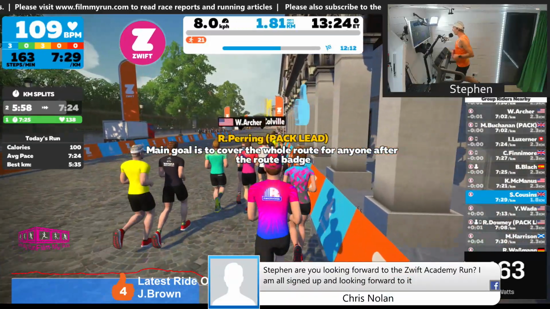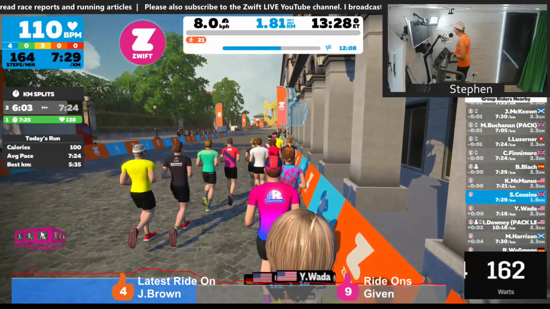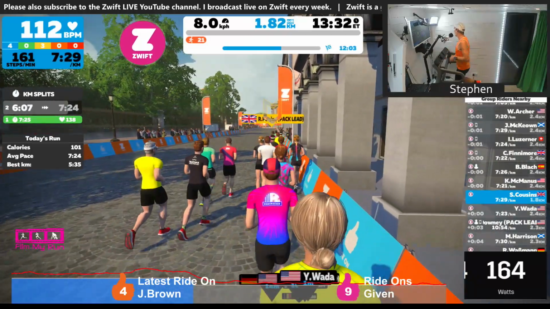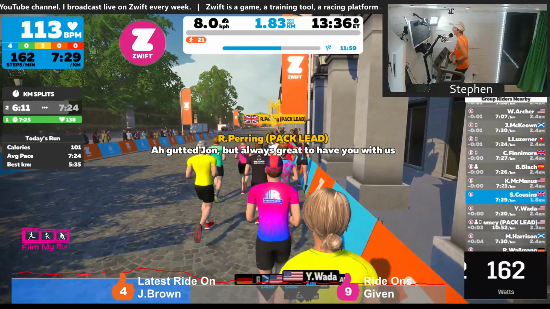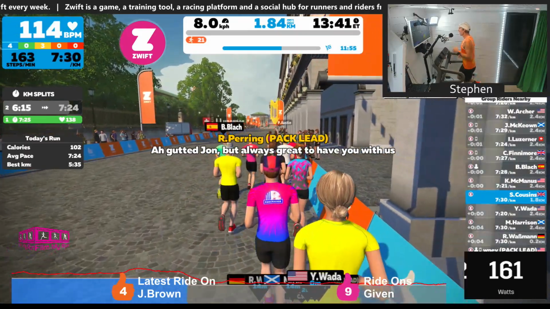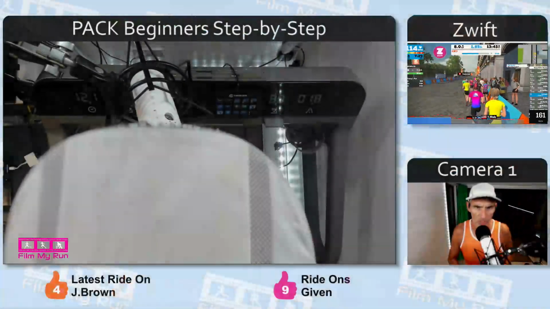Main goal is to cover the whole route for anyone after the route badge. Okay, so we're going to try and run the whole route. Isn't that about 6 or so kilometres, isn't it? I think it's over 6 kilometres, 6.5 kilometres, something like that.